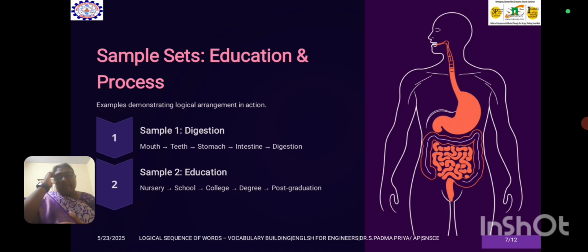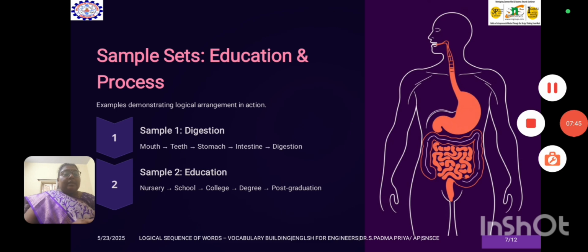So here I have given you some sample examples, a simple set of examples. The first example is speaking about the logical arrangement in action. For example, if I use the concept called digestion, how can I explain this digestion? The digestion process happens in these steps. The first one is the food is put into the mouth, and then it reaches the teeth, and the teeth are chewing it, and it is sending it to the stomach through the food pipe, and then in the stomach it reaches the intestine, both small intestine and large intestine, and then finally the process of digestion happens.